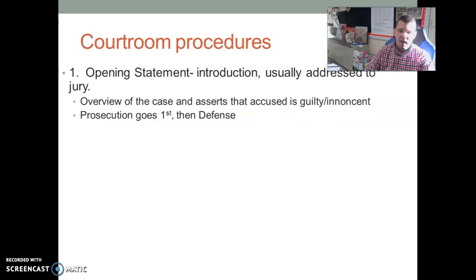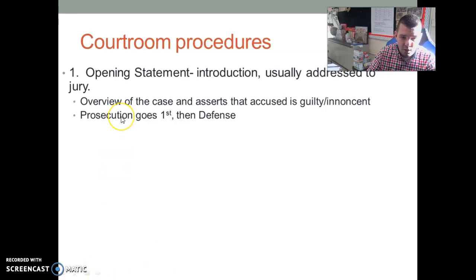All right, so steps during a trial. Just kind of some procedural things, and I have this in the notes. You don't need to really write any of this down because I already have it for you. But if you were to go into a trial, this is kind of how it would be laid out for you. You would have your opening statement by the prosecution. They would go first. So what is your opening statement? Your opening statement is the introduction. You're usually addressing this to the jury. You're overviewing the case, what happened, the who's, the what's, the where's, the how's, and you are basically accusing the suspect of being guilty, or if you're the defense, you're arguing that they're innocent.